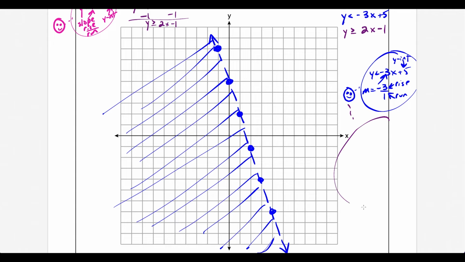So for the second inequality, when we're thinking about y is greater than or equal to 2x minus 1, now we have a slope of +2. And if I call it 2 over 1, this is telling us to rise 2 and to run 1 unit to get from one point to the next. And our y-intercept here is -1. So this time I'm starting at -1. And to get to the next points, I'm going up 2 to the right 1 unit.